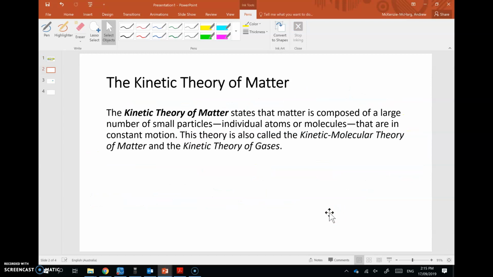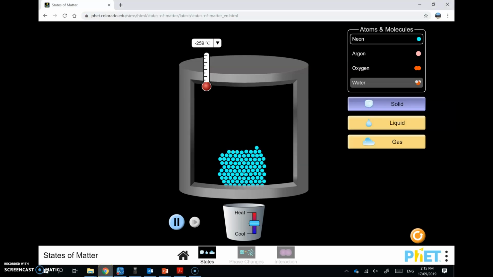What this comes down to is the kinetic theory of matter. That states that matter is composed of very small particles, and a lot of them. Atoms or molecules usually, and they're in constant motion, even when they're solid. If we have a look at this animation here, we have neon in a solid state, and this is showing that even when neon's solid, it still has some vibration or some movement in the particles.